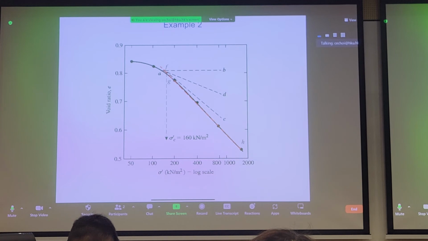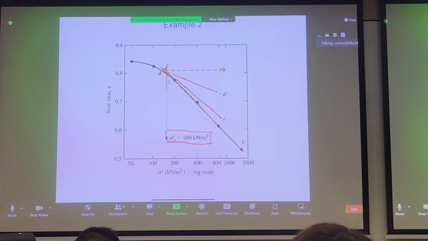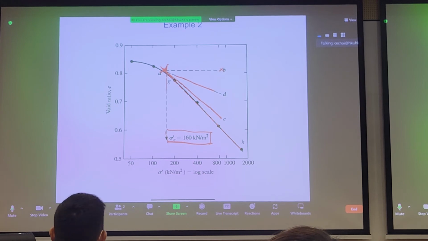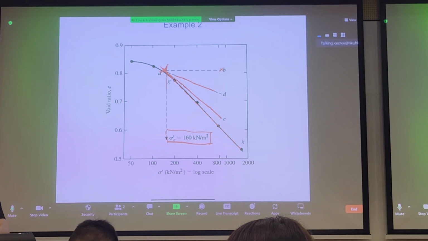First of all, you find the minimum point of radius of curvature, and then you draw a line horizontally from AB, as we talked about. After that, you draw a line tangential, and then you draw a bisector. The bisector will hit the point F, and you bring it down, and you get the pre-consolidation pressure. We're not going to go into this in detail because I think it's quite simple. Just use this procedure if you're given a graph and you have to get the pre-consolidation pressure. So here our pre-consolidation pressure is 160 kPa.